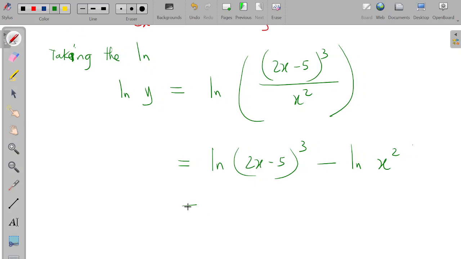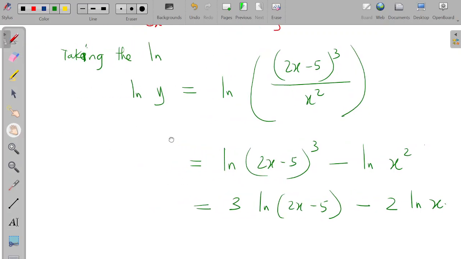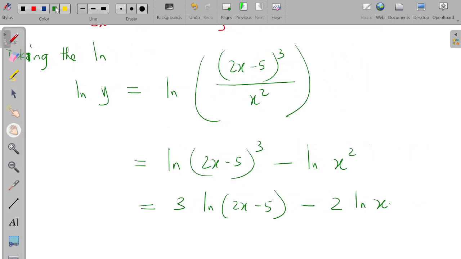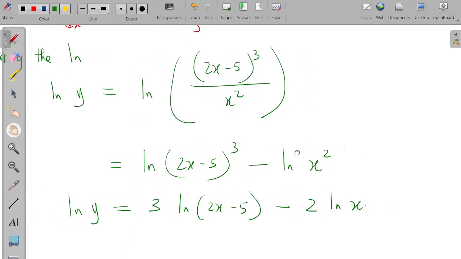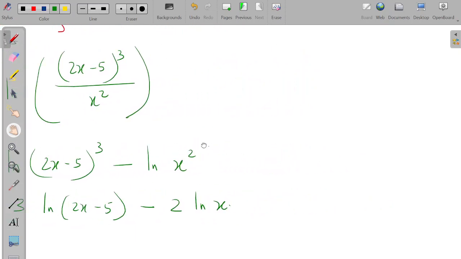We are still simplifying. You must make sure that you simplify to the lowest form. In logarithm, when we have a power, we can bring it down. So we have 3 ln (2x minus 5) minus 2 ln x. Any other simplification? There's no other one. So this is still ln of our y. Now with that, we can differentiate. After we simplify, we can differentiate.